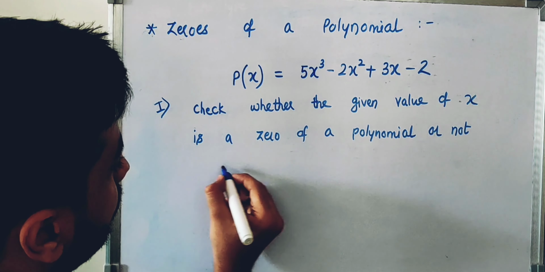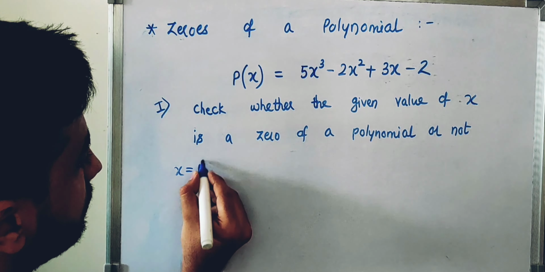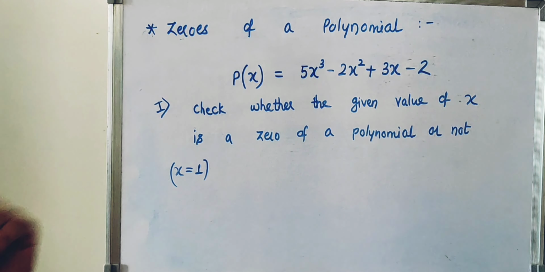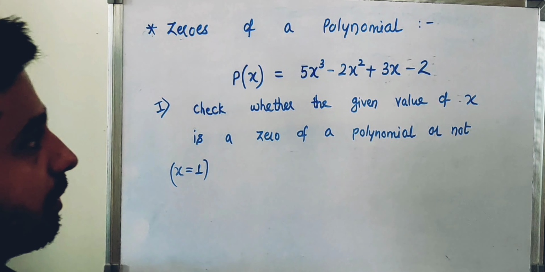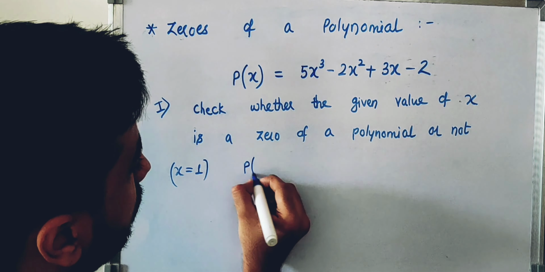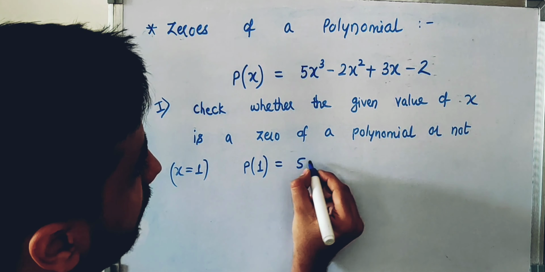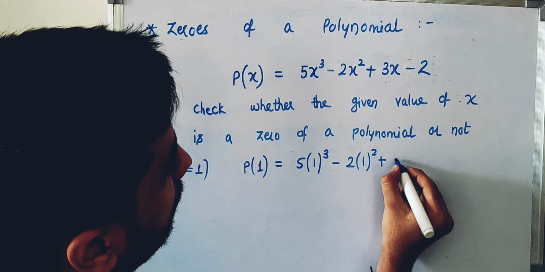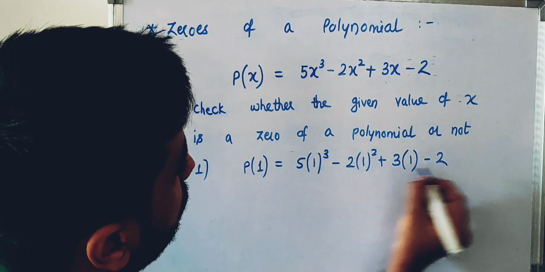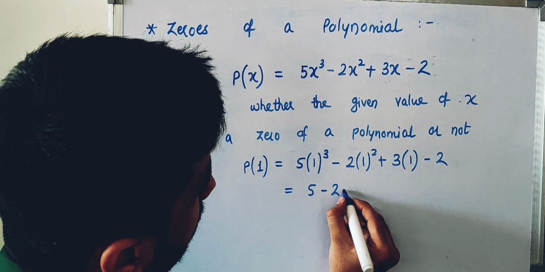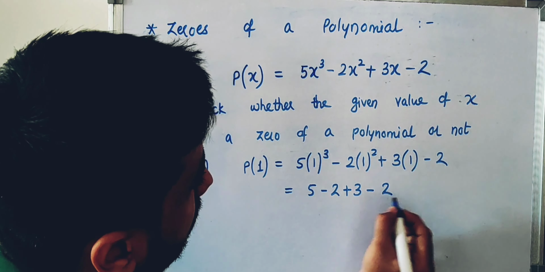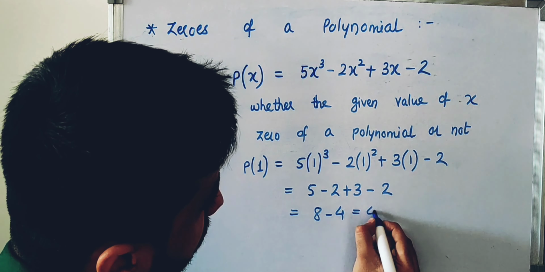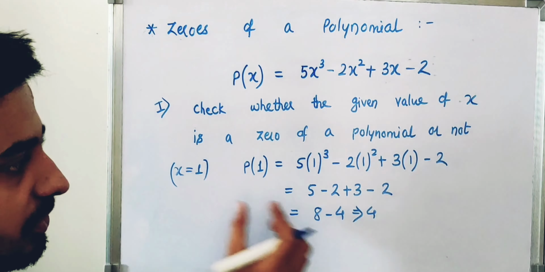For example, you have to check at x equals 1. Check whether the value is a zero of the polynomial or not. So place 1, put 1 in place of x. P of 1 will be 5 into 1 to the power 3 minus 2 into 1 to the power 2 plus 3 into 1 minus 2. It will become 5 minus 2 plus 3 minus 2. 5 plus 3, 8. 8 minus 4, the answer is 4.